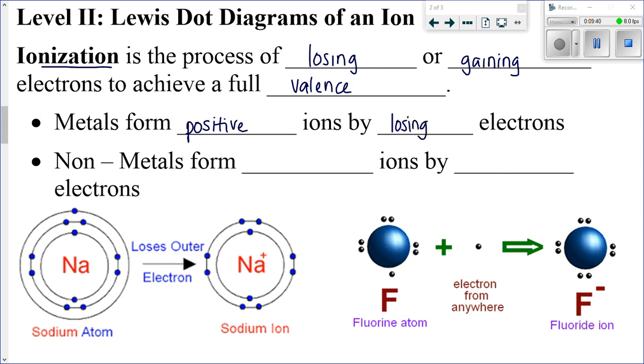Remember, when you lose negativity in your life, you become a positive person. Non-metals form negative ions by gaining electrons. Okay, so anions are created by gaining electrons. When you gain negativity in your life, you become a negative person.